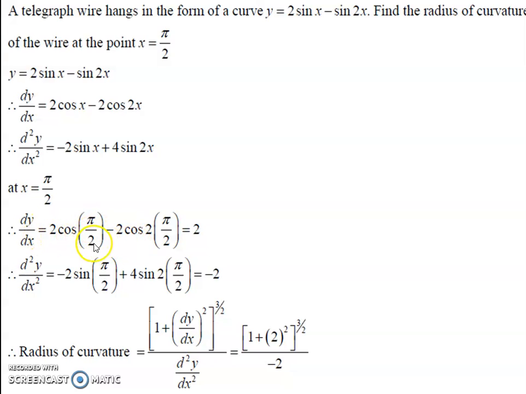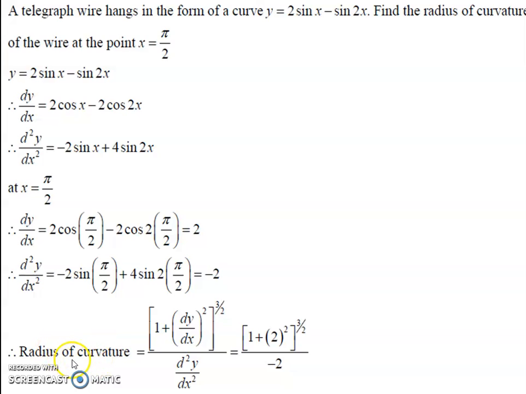So dy by dx at x equal to pi by 2: 2 cos pi by 2 minus 2 cos 2 into pi by 2, it is cancelled this way because this is an angle, be considerable. Pi by 2 is 90, obviously cos 90. And here we have to cancel these 2, so cos pi. So we derive final answer is 2. d square y upon dx square is minus 2 sin pi by 2 plus 4 sin 2 pi by 2. So my answer is minus 2.